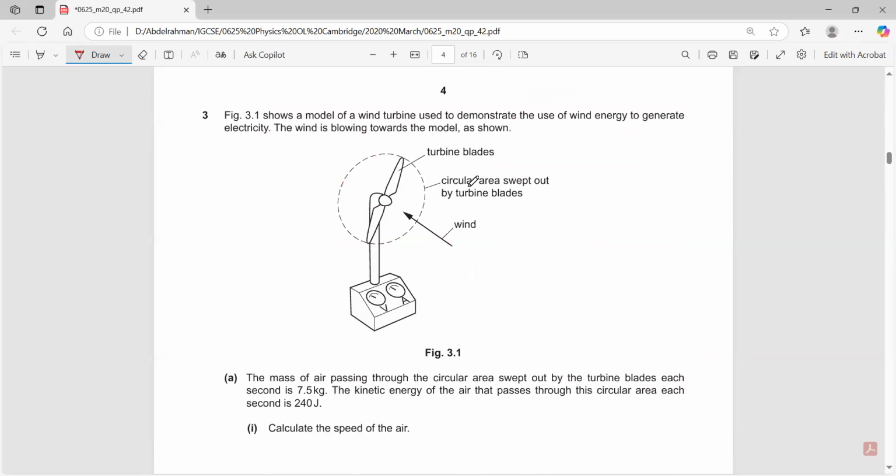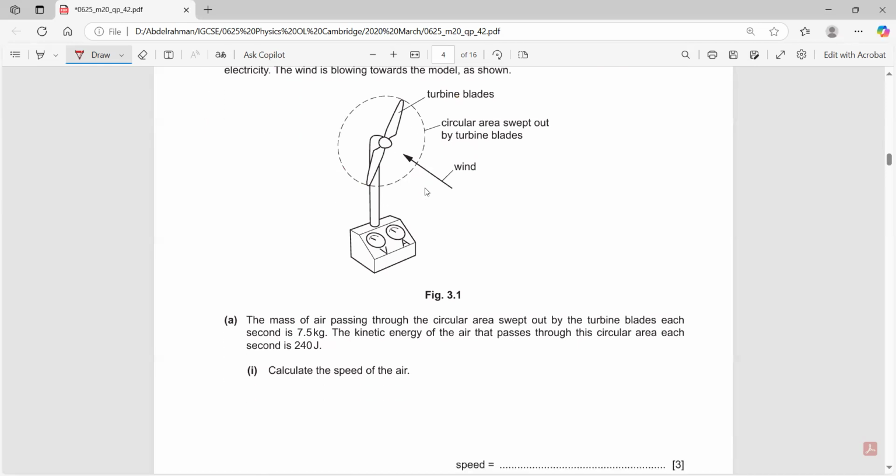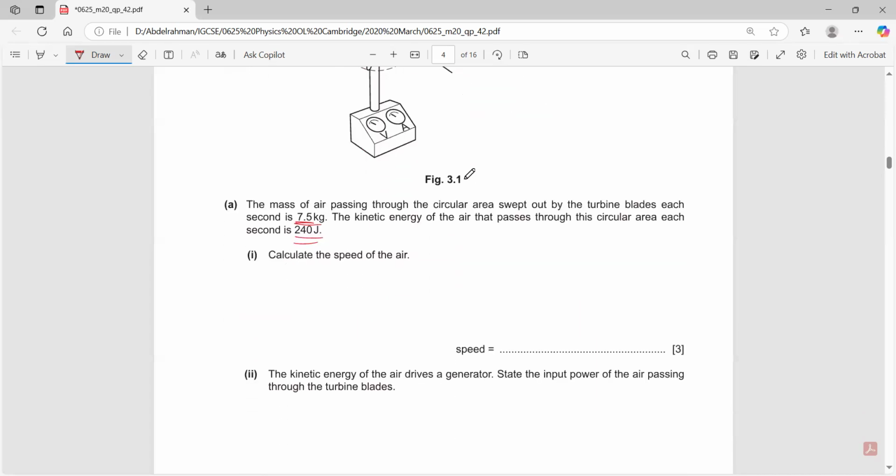Question 3. Figure 3.1 shows a model of a wind turbine used to demonstrate the use of wind energy to generate electricity. The mass of air passing through the circular area is 7.5 kilograms each second. The kinetic energy is 240 joules. Can I find the speed of the air? Yes, I can.